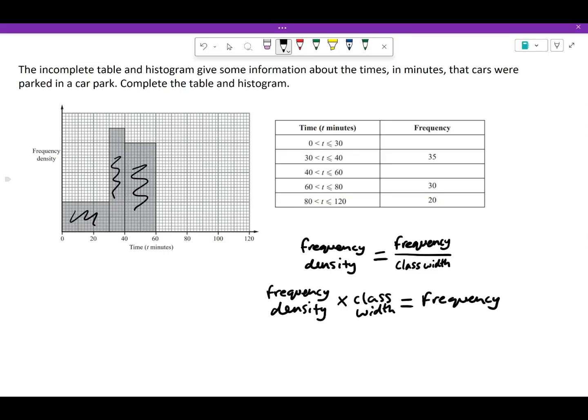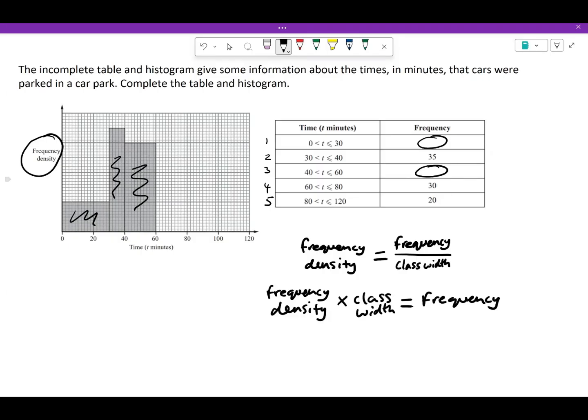But if we look at our frequency table, we have 5 classes in total. 1, 2, 3, 4, 5. Therefore, there should be 5 bars on my histogram if it was fully complete. Now, in my frequency table, we seem to be missing a frequency here and a frequency here that we're going to have to determine. And then the other thing about this question to note is that we don't actually have a scale on our frequency density axis, which is something we're going to have to determine to be able to draw our histogram.